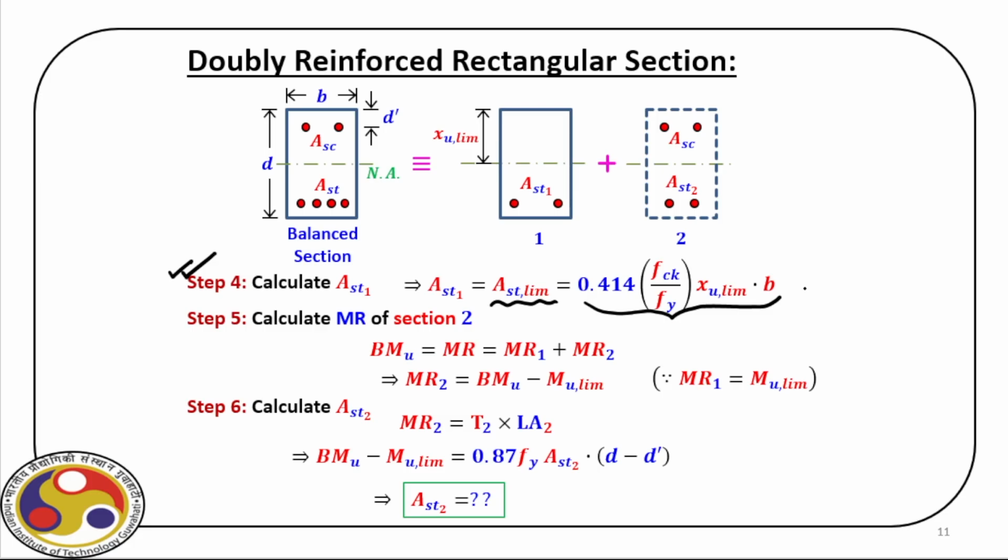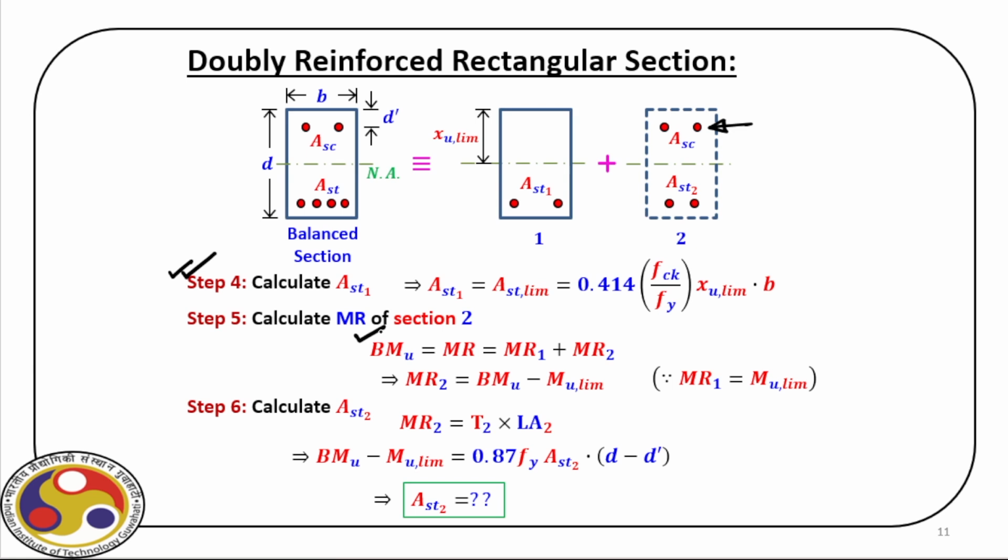Now, once we find AST1, that is the amount of steel required in the tension zone for the first section. Recall we split this doubly reinforced section into two parts, the first section and then the second section, where we have this additional steel in the compression zone. So for the first part, we have figured out AST1. Then we can also find out the amount of additional external demand we have to meet with the steel in the compression zone.